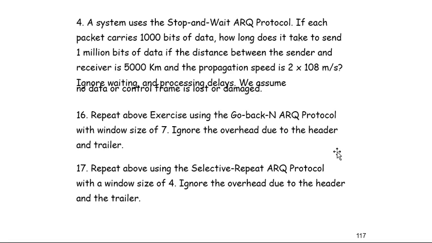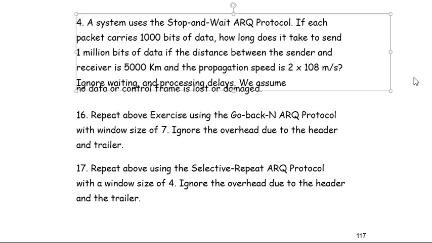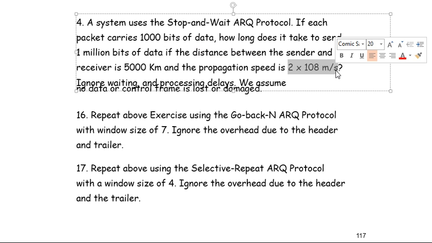So you can calculate, right? Next question is: a system uses stop and wait, and a packet carries 1000 bits of data. How long does it take to send 1 million bits of data if the distance between sender and receiver is given? So this is propagation distance and time. D by S is given to you, which is kilometer by speed. So this is propagation time you can calculate.